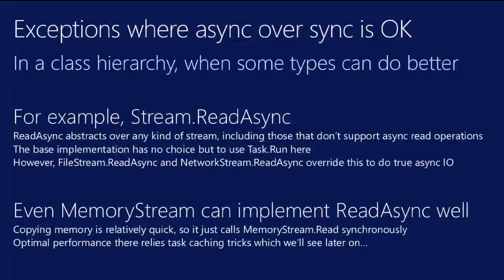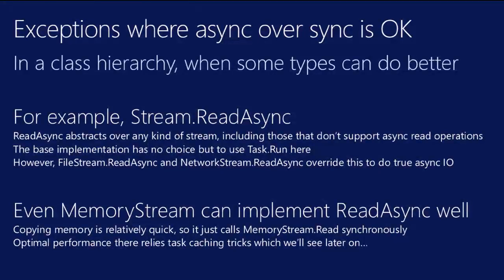And what's interesting is even MemoryStream can do a better job implementing ReadAsync than doing Task.Run. You might think, well, a MemoryStream, that's a pretty synchronous thing. It's already there in memory. There's no I/O to do. I'm just doing the copy. But you're doing these buffer copies anyway with FileStream and NetworkStream. The MemoryStream is going to be super quick. It's just copy the data from here to there, right?